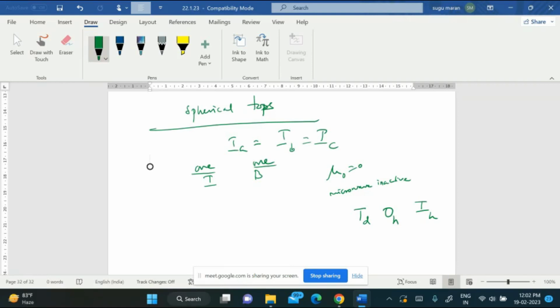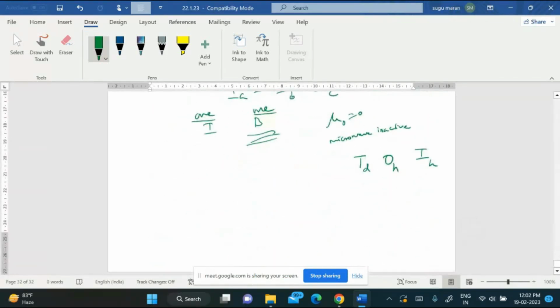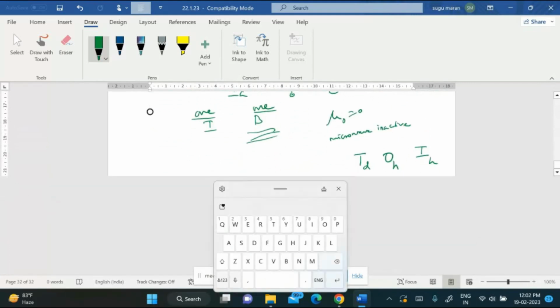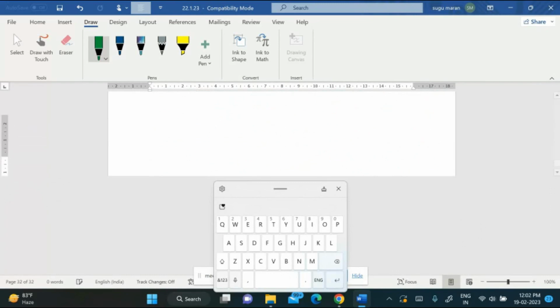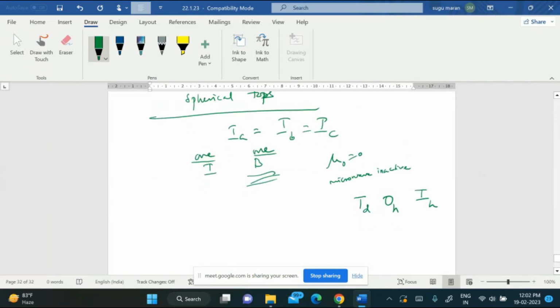And if at all they are active, they will have one B value, like a normal diatomic molecule, right? Then, of course, all this involves many derivations, which I'm not going to give you. I'll give you the nutshell, because you can have problems here also.